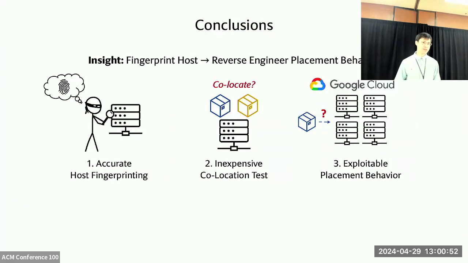To summarize, the main insight of our work is that you want to fingerprint the physical machine and use that to reverse engineer the instance placement policy. In the paper, we discussed how you can generate accurate host fingerprints, how you can validate co-location inexpensively, and then we use fingerprints to discover an exploitable behavior of Google Cloud. Exploiting that, you get high coverage and low attack cost.